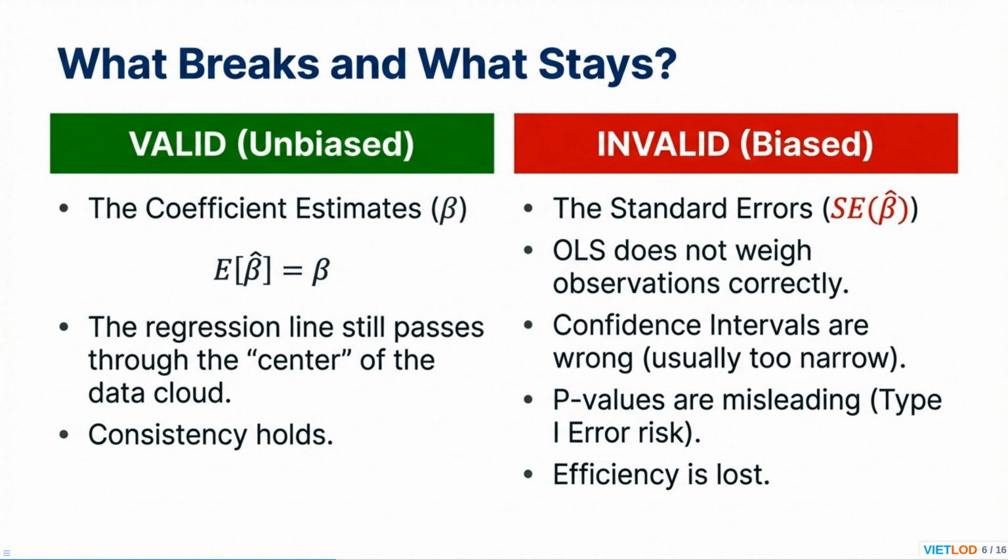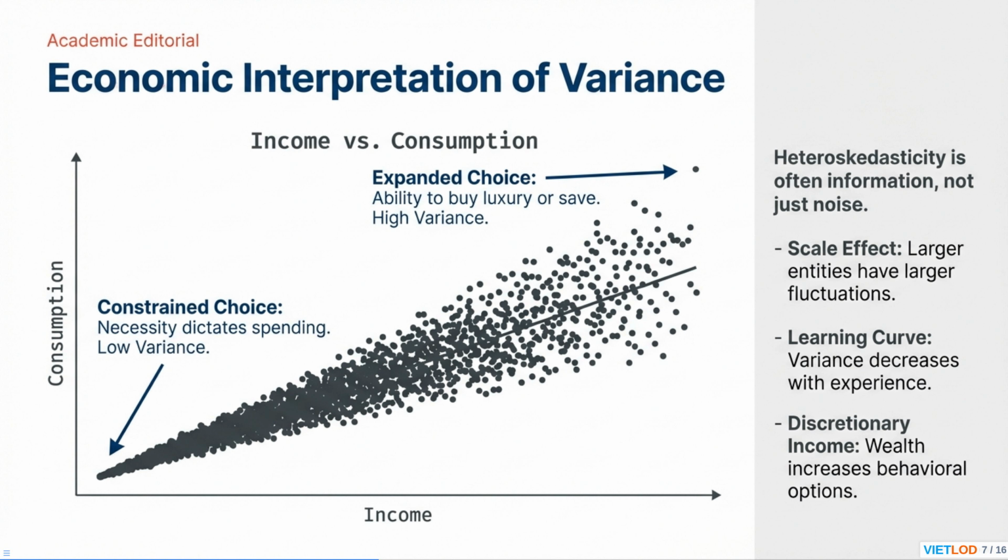However, on the right, we see what breaks. The standard errors are now biased because OLS treats all observations as equally weighted, despite their different variances. This leads to invalid inference. Confidence intervals become unreliable, often appearing narrower than they should be, and p-values become misleading, which increases our risk of a type 1 error. Ultimately, while OLS remains unbiased, it loses its status as the most efficient estimator, or BLUE.